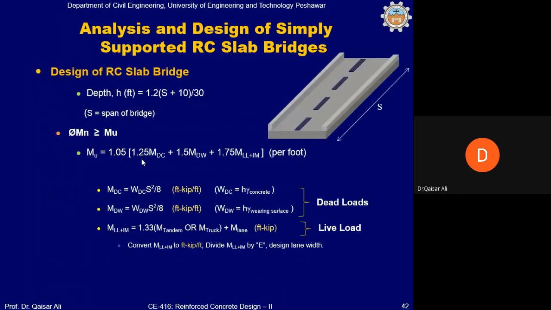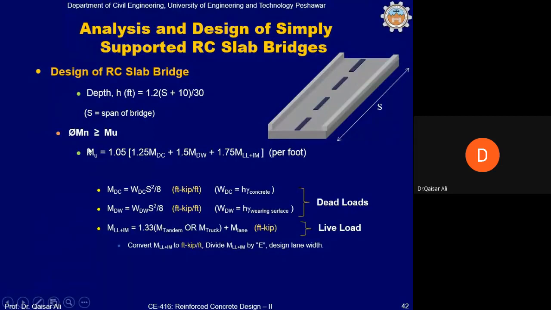The design of a reinforced concrete slab bridge is done in the following steps. First of all, the depth or thickness of the slab bridge will be taken from this equation: 1.2 times (S plus 10) divided by 30, where S is the span of the bridge in feet. For example, if S is 20, it will be 20 plus 10, 30. 30 divided by 30 cancels out to 1.2 feet. So for a 20 feet long slab bridge, the thickness will be taken as 1.2 feet.